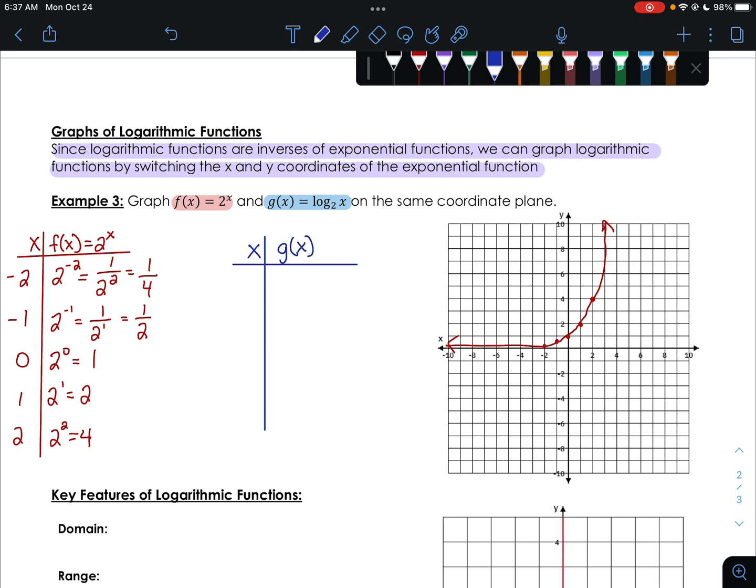So for the first point, all we're going to do is take negative 2 and 1/4 and switch it to 1/4 and negative 2. Then we're going to take negative 1 and 1/2 and switch it. So 1/2, negative 1. Then we're going to take 0 and 1 and switch it. So 1, 0. We're going to take 1 and 2 and switch it and get 2, 1. And last but not least, we're going to switch 2 and 4 and get 4, 2.